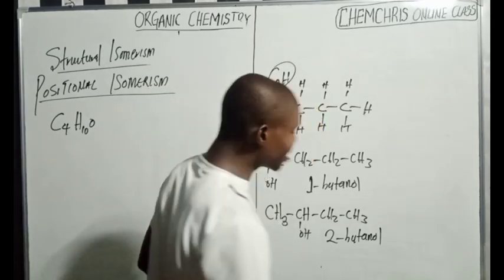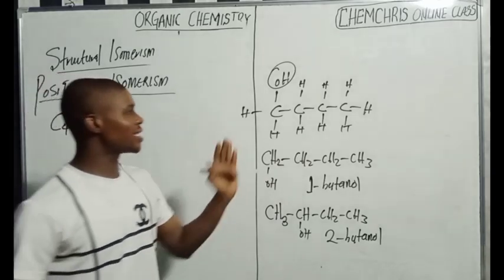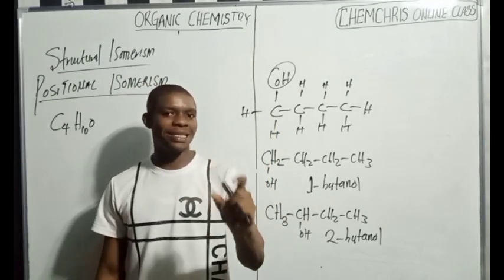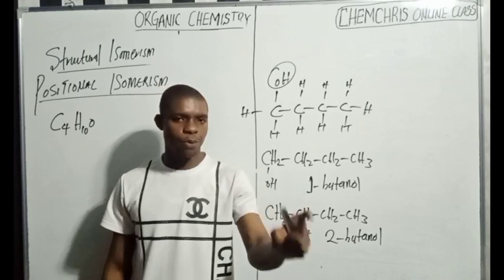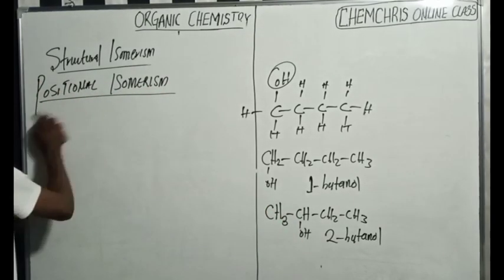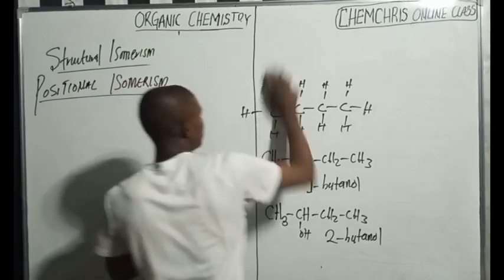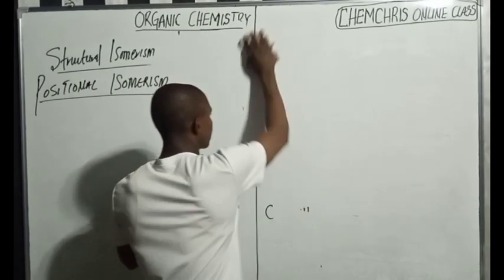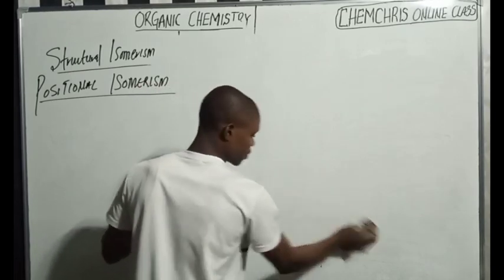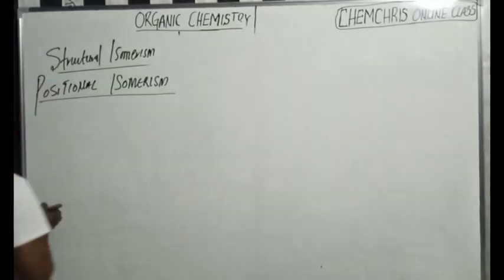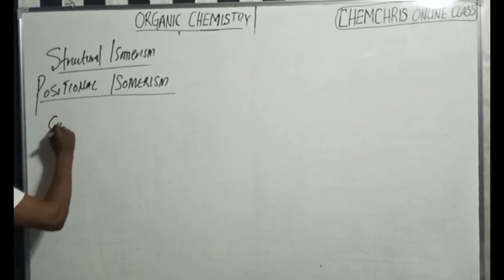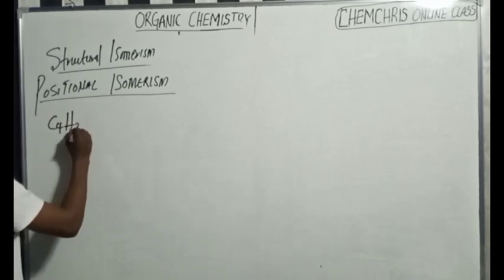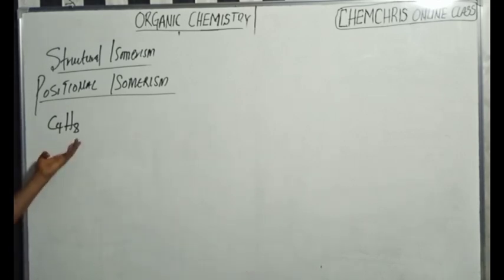Now, we can also see this in alkenes. We have been looking at it in alcohols, but we can also see it in alkenes, where there is a double bond. For example, let me wipe this place out. So here we have C4H8.